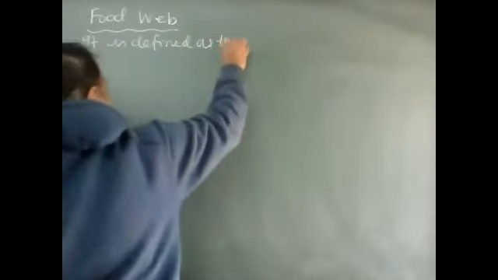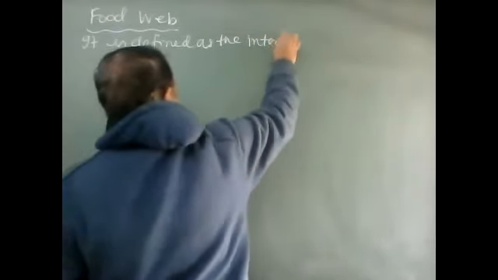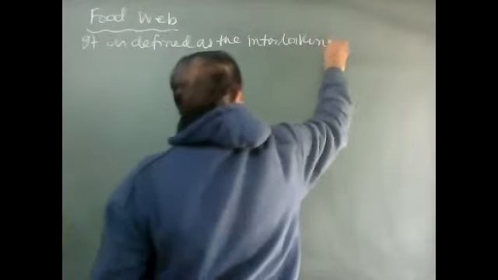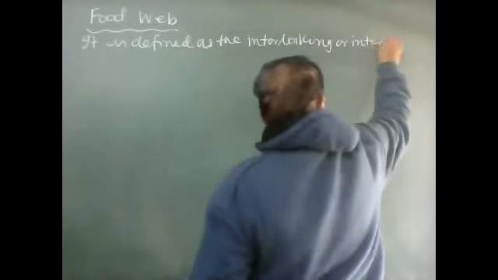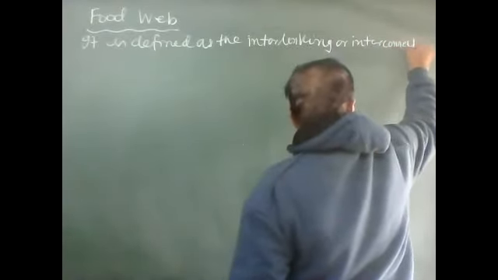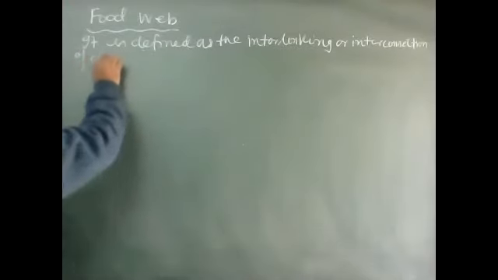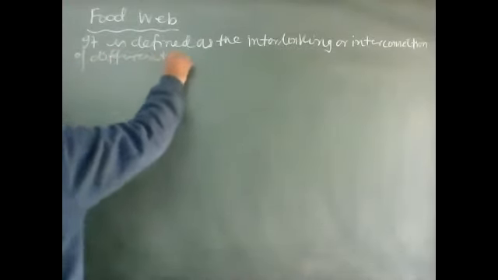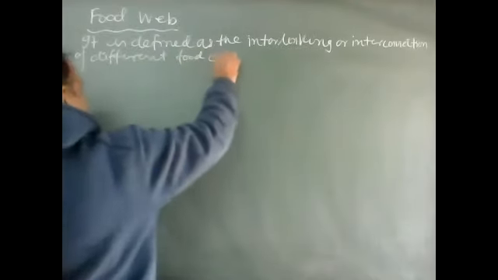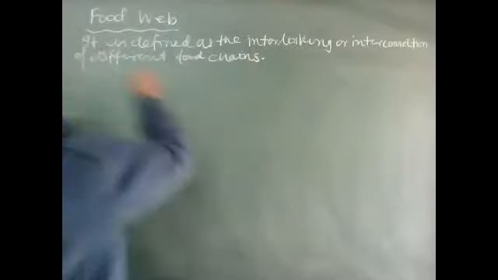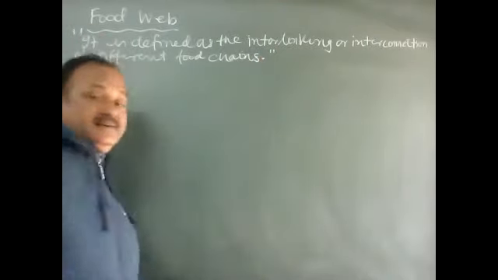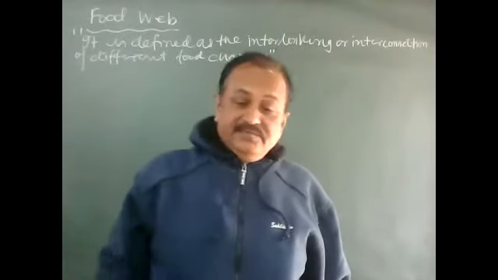It is defined as the interlinking or interconnection of different food chains. Different food chains, when they are connected, when they are interlinked, then it is called as food web.